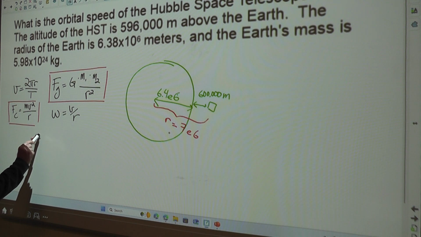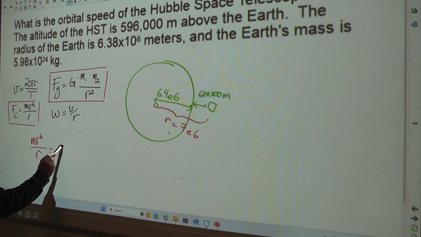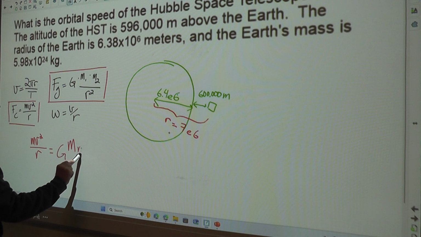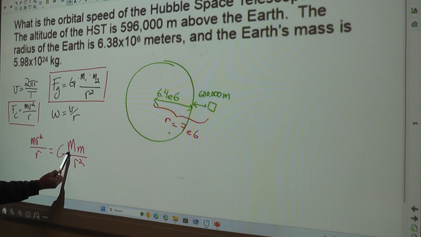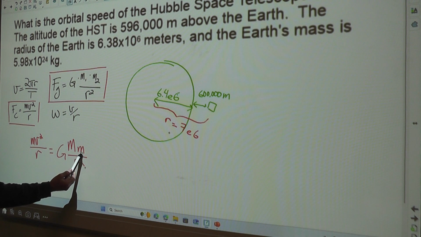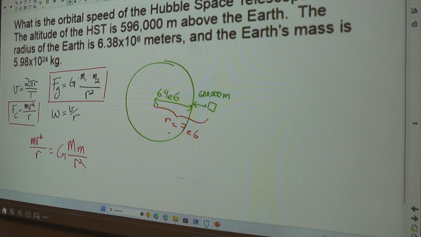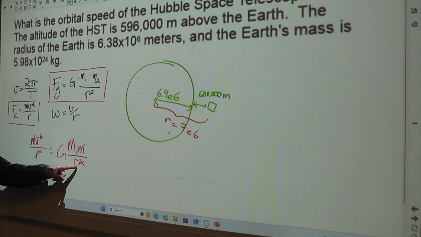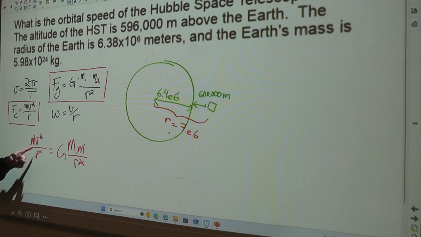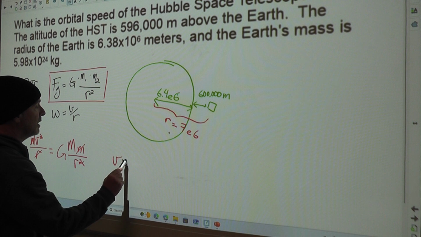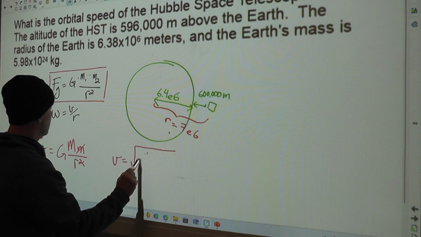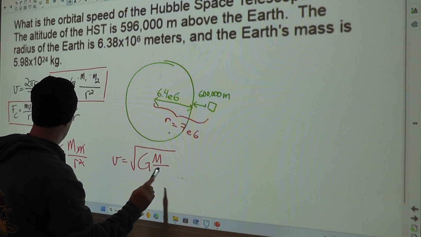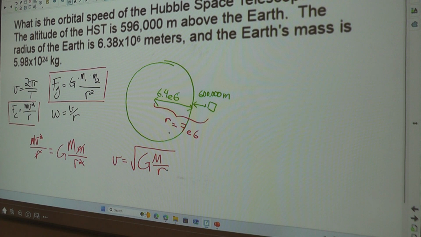So mv squared over r has to be equal to big G, big M, little m over r squared, where big M is the mass of the Earth, little m is the mass of the Hubble Space Telescope. This shows up on both sides of our equation. Over here it's twice. Over here it's just once. That means that the orbital speed of the Hubble Space Telescope should be the square root of G times large M divided by r.